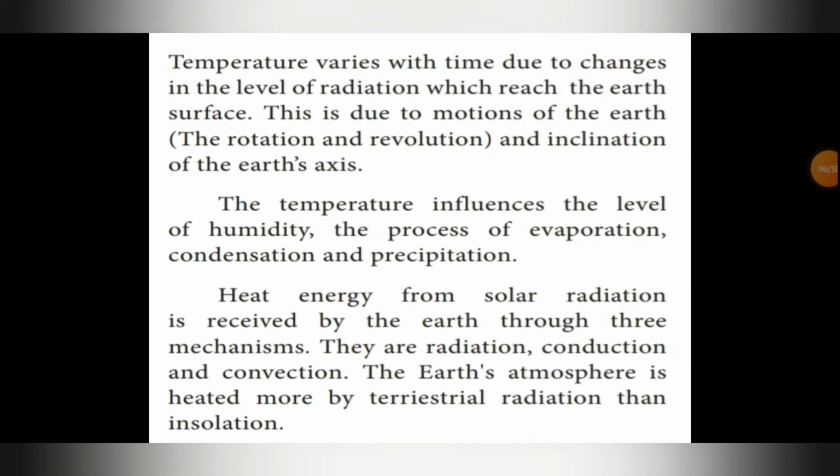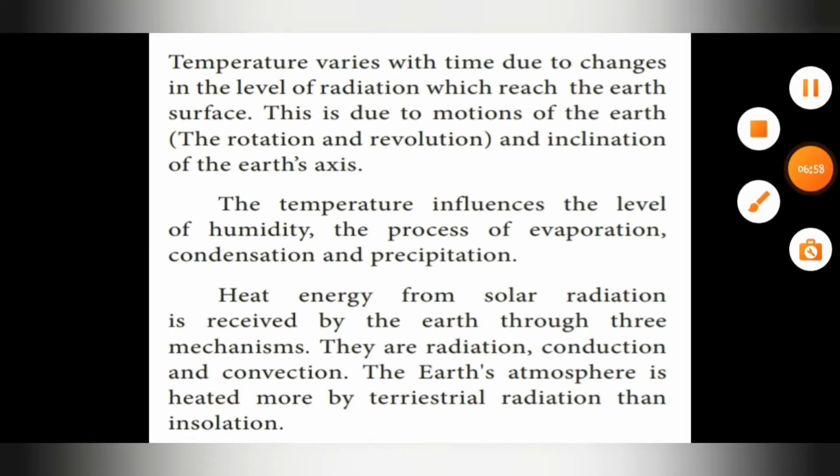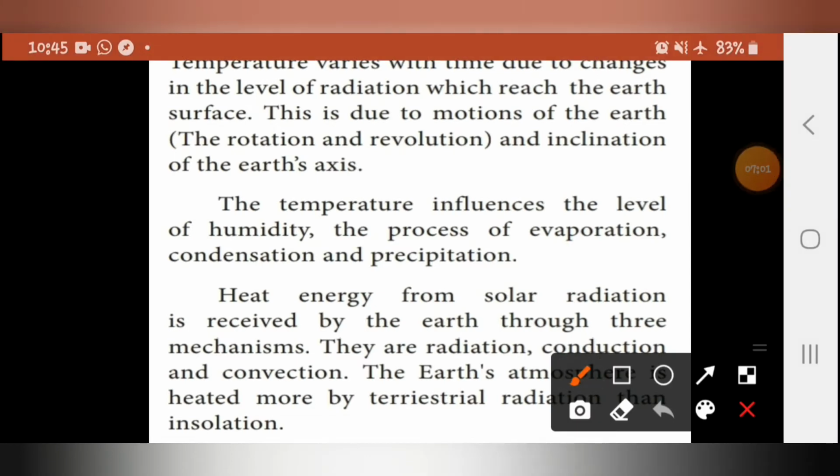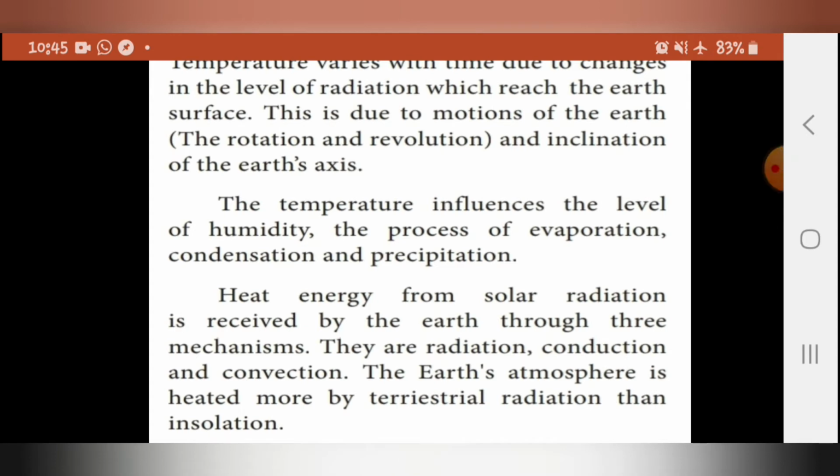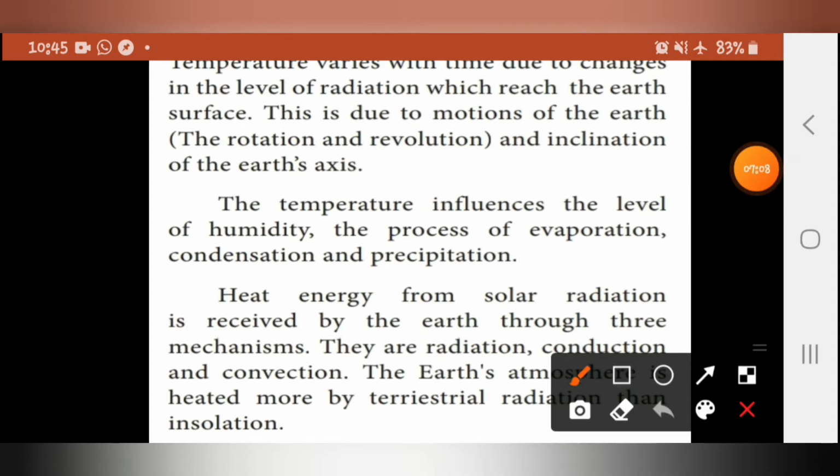Next, temperature varies with time due to changes in the level of radiation which reaches the earth's surface. So we can see the temperature varies from time to time, and the radiation reaching the earth's surface differs. This is due to the motion of the earth. What is the motion of the earth? Rotation and revolution are called the motion of the earth. You would have studied this in 6th standard. And the inclination of the earth's axis. We all know what inclination is, that is tilting of the earth. The earth is tilted. That is called inclination.